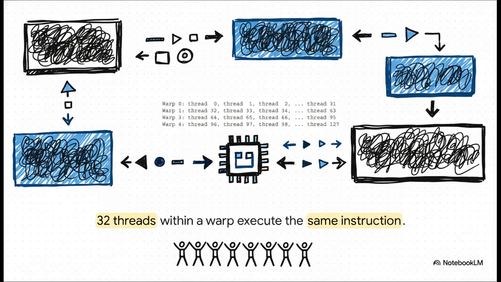Let's say your code has an if-else statement. If some threads need the if path and others need the else path, the warp physically cannot split up. So it has to run the if path sequentially while the other threads just sit there waiting, and then it flips. Avoiding that divergence is absolutely crucial for maintaining massive parallel performance.